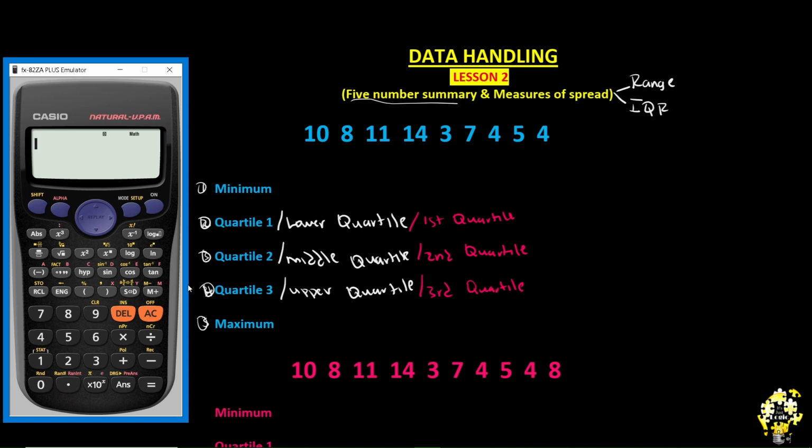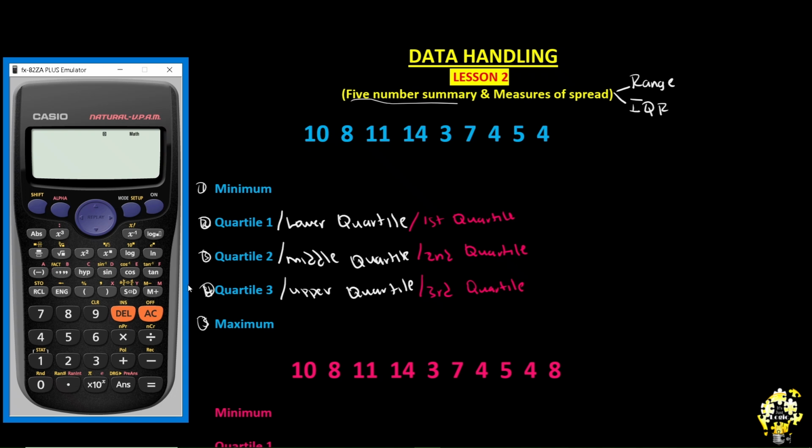Let's continue. So we have been given a data set. I know you understand what a data set is from our first lesson. This is a set of data. These values or numbers that have been put in this form are a set of data. We have been given 10, 8, 11, 14, 3, 7, 4, 5, and 4.